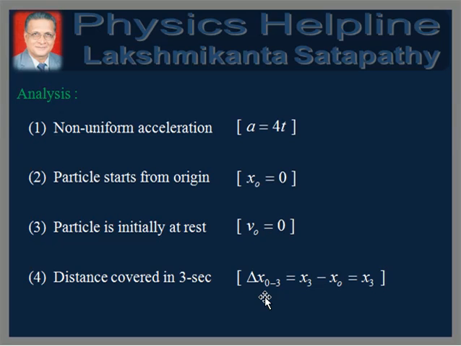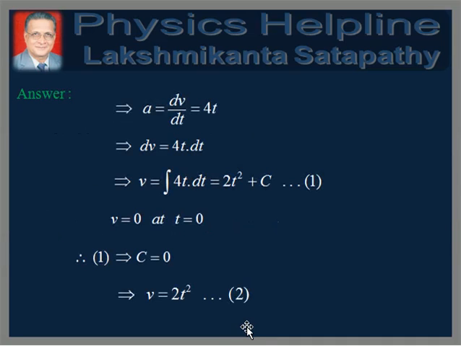We are required to find the distance covered by the particle in the first 3 seconds. Therefore, we write delta x 0 to 3 is equal to x3 minus x0. Since x0 is equal to 0, we have delta x is equal to x3. Now for the answer.